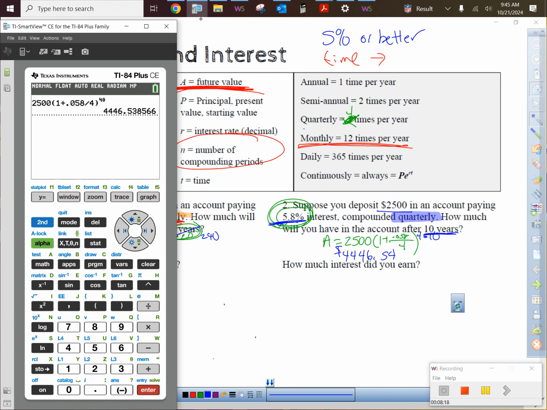How much interest did we make? All we got to do is subtract away how much we put into the bank, which was $2,500, right? So we subtract that away, minus 2,500. And we made $1,946.54.